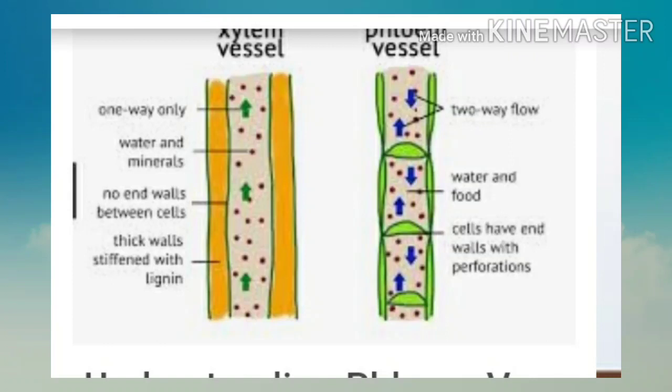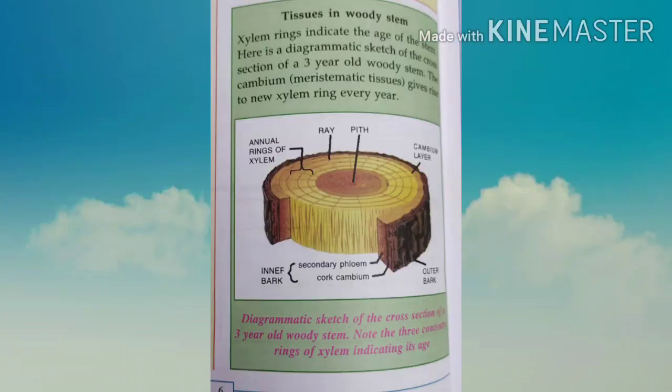Number 2. Xylem consists mainly of dead cells, whereas phloem consists mainly of living cells. Number 3. Conduction in xylem is unidirectional, that is only upwards from the roots, whereas conduction in phloem is bidirectional, that is both upwards and downwards from the leaves. So these are the 3 differences between the xylem and phloem.